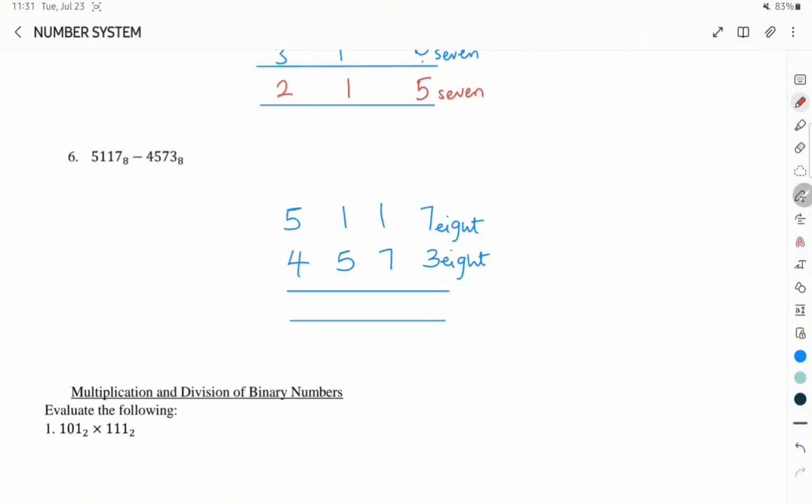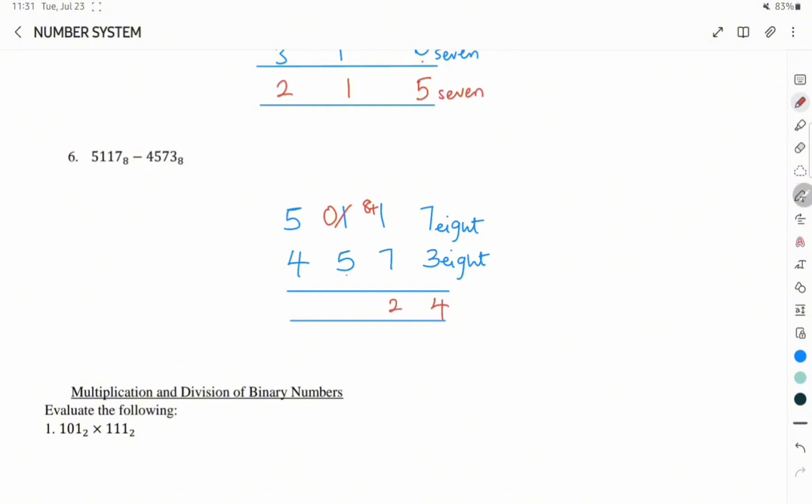And lastly, 7 minus 3 is 4. 1 minus 7 is not possible, so I borrow from here, and I'll be left with 0. The one that I borrowed, remember that it represents 8 because we are working in base 8. So 8 plus 1 is 9. So 9 minus 7 is 2.